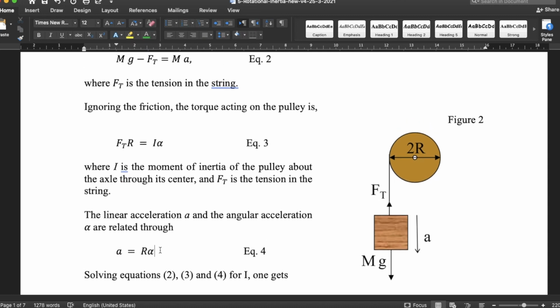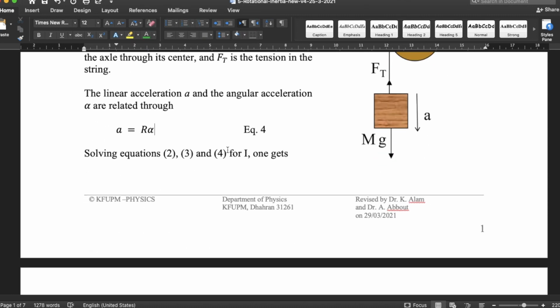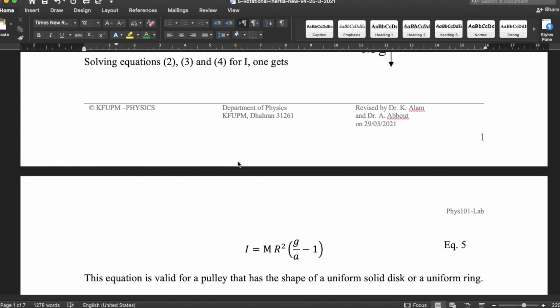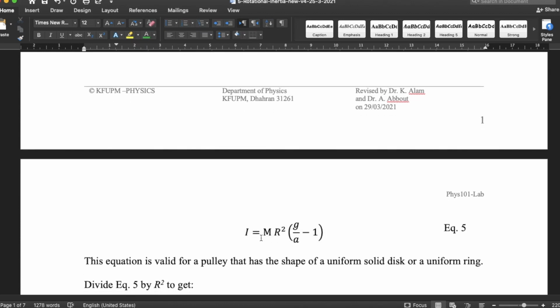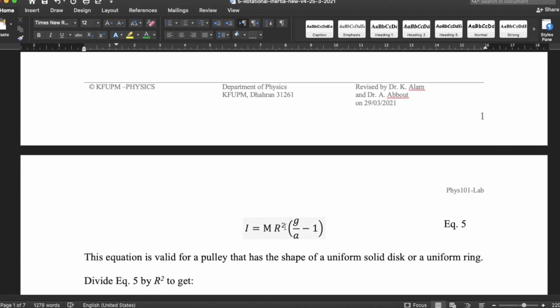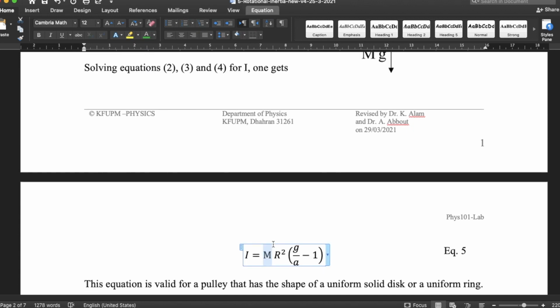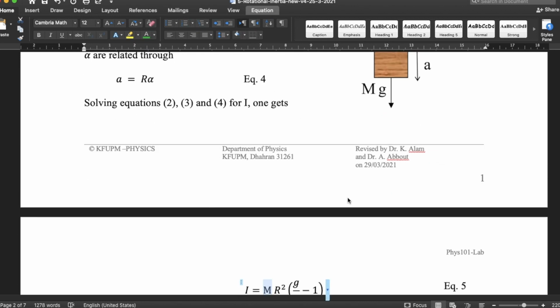Now, if we solve these three equations, we can simply obtain this relation, where I equals m r squared times (g divided by a minus 1). Now, be careful that m here is the mass of the block, not the mass of the pulley.